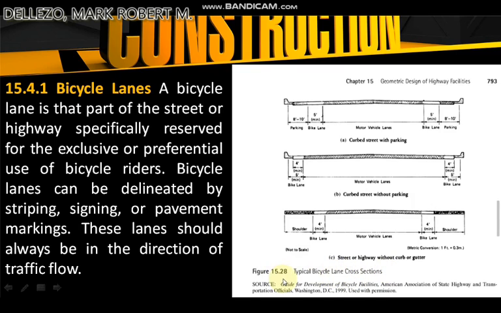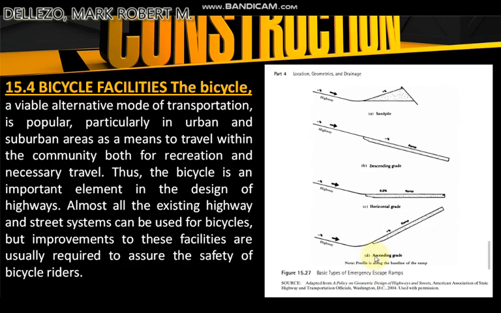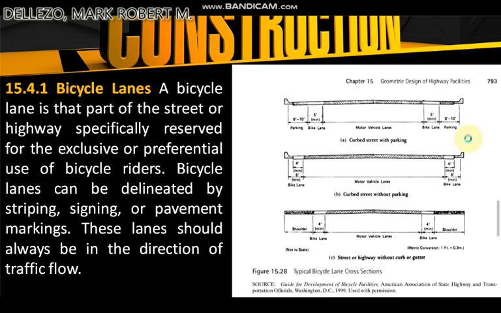So figure 15.28, typical bicycle lane cross section. So there are three types: curb street with parking, curb street without parking, and street or highway without curb and gutter.